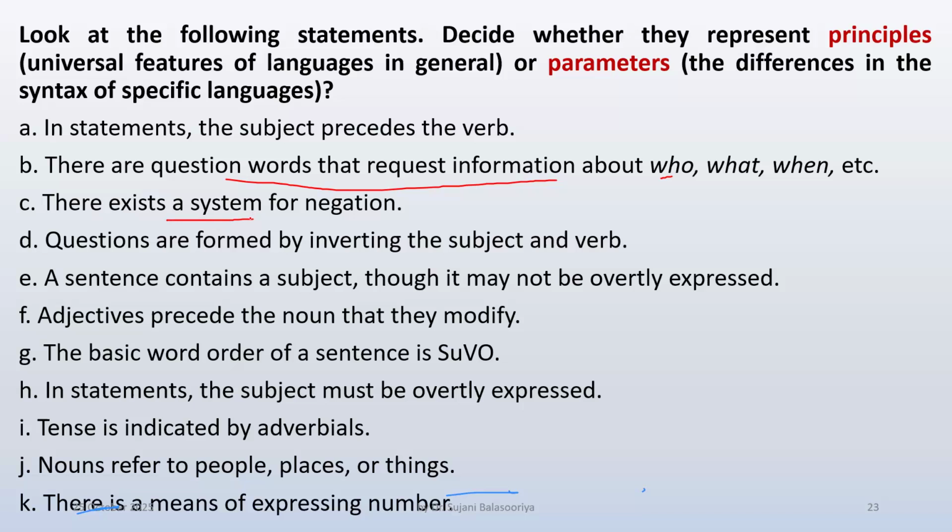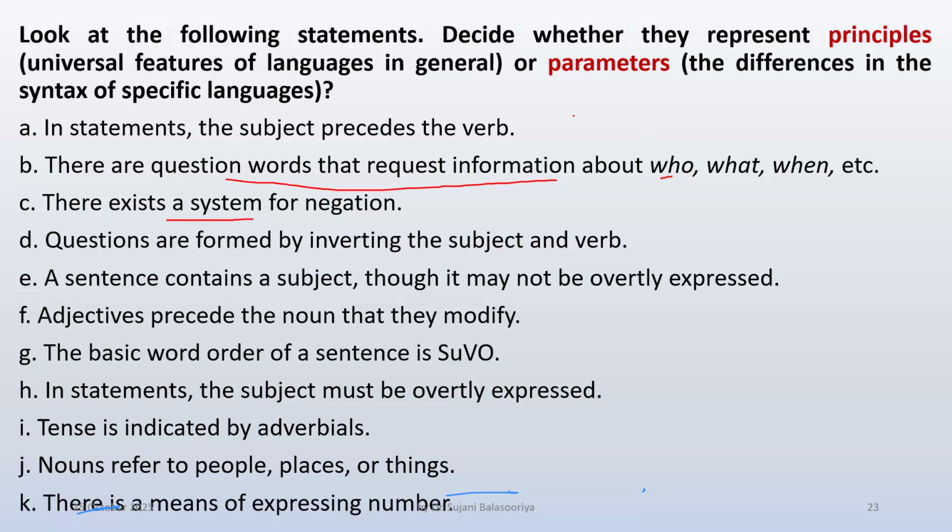Parameter means, remember, it changes from language to language. So do you find this? Yes, it's a principle: the existing of a system. In every language there is a system to express negation. So that's a principle, not a parameter. That system can vary from language to language, but here we do not talk about a variation. We just say there is a system. So C is a principle.